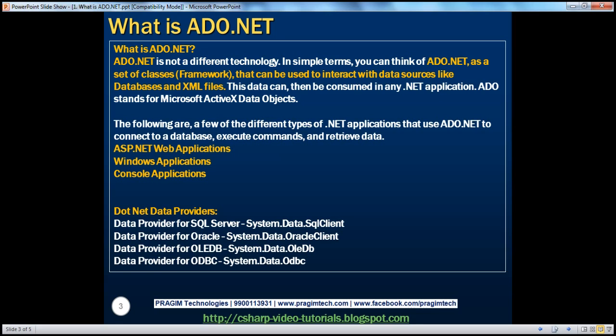ADO stands for Microsoft ActiveX Data Object. ASP.NET web applications, Windows applications, and console applications are a few of the different types of .NET applications that use ADO.NET to connect to a database, execute commands, and then retrieve data and display that data within those applications. Let's look at a simple example of how to connect to a database, execute some commands against that database, and then retrieve data and display it in an application.